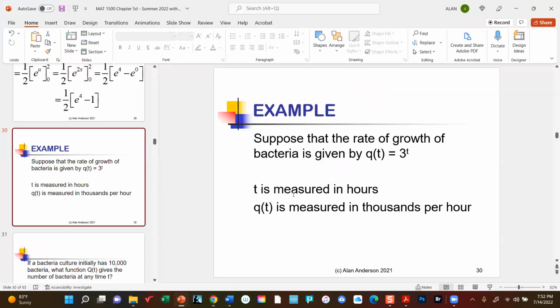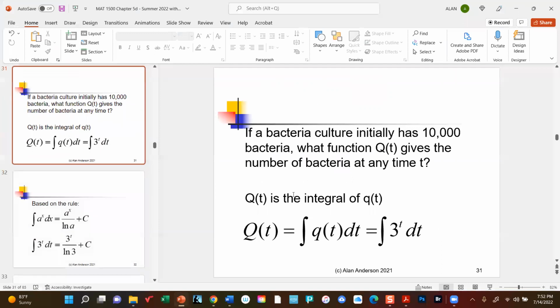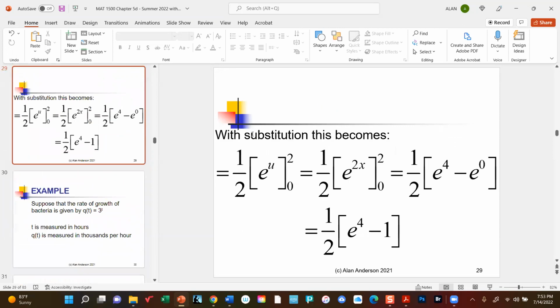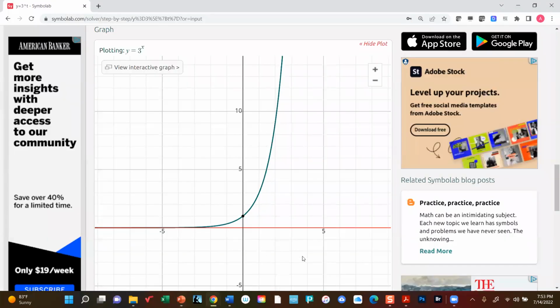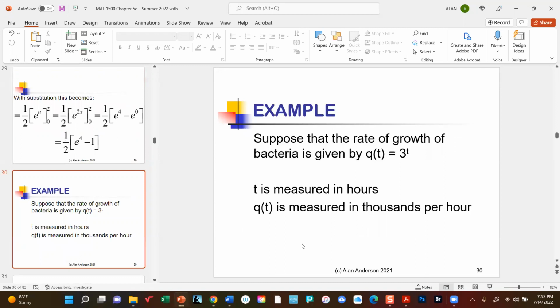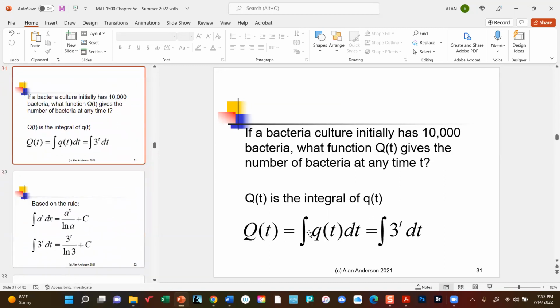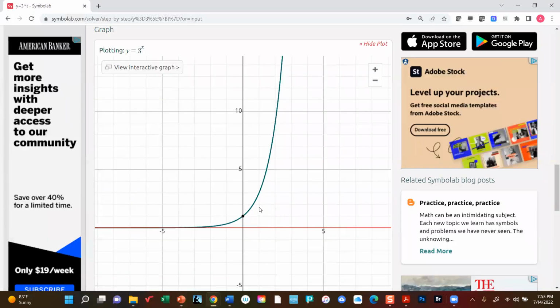So what we're going to try to do is this. Given that we started with 10,000 bacteria, what function Q of T, the antiderivative, will give us the number of bacteria at any given time? Let's see if we can go back and get this picture again. Hold on one second. We're looking for the total amount of bacteria. Well, first we're looking for the formula. So let me just grab this picture for a second.